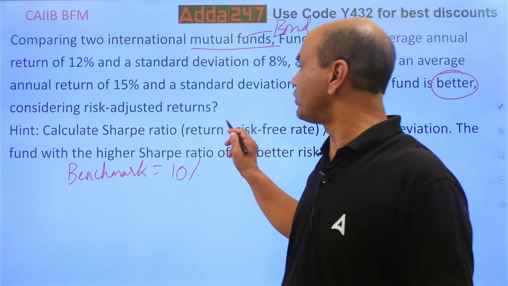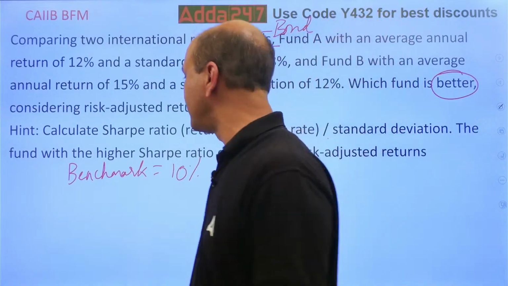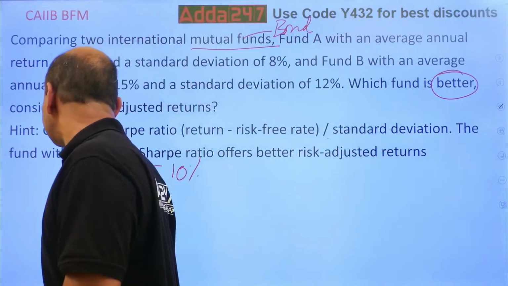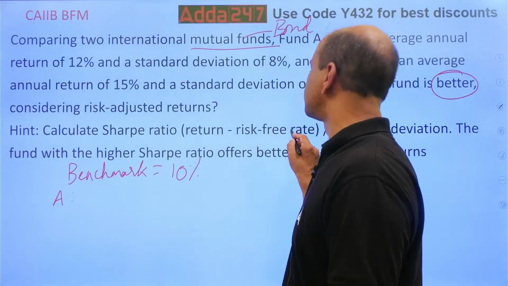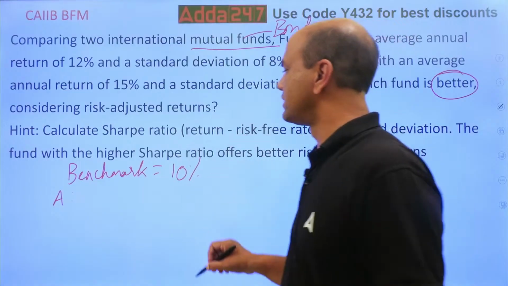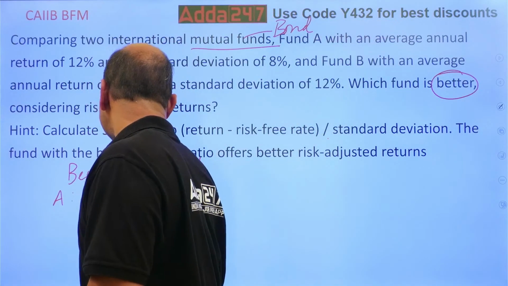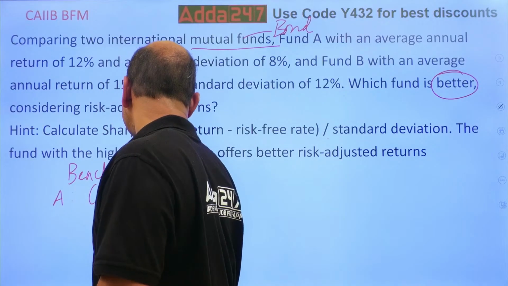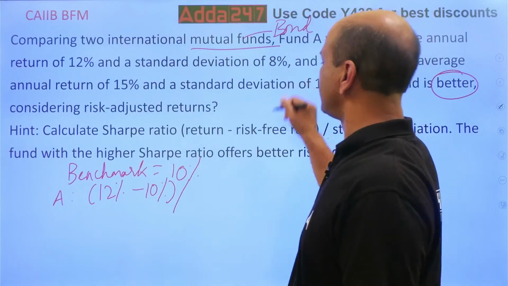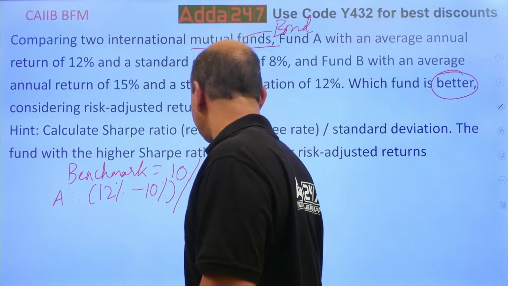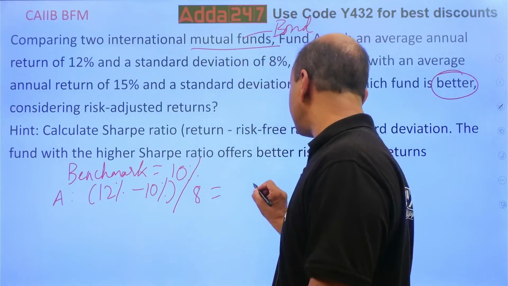So now find out the Sharpe ratio for both A and B. Find out for A first. Return minus risk-free rate: the return is 12%, minus the risk-free rate of 10%, the whole upon the standard deviation, which is 8%. So 12 minus 10 is 2, 2 upon 8.